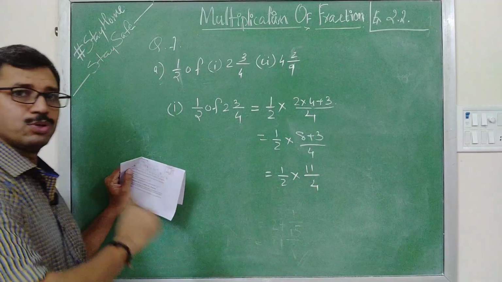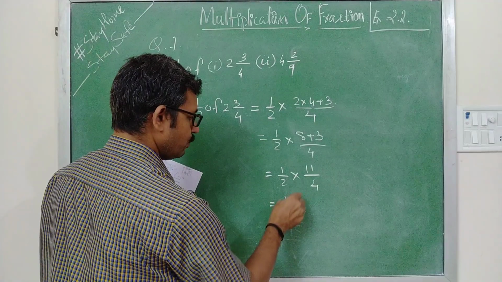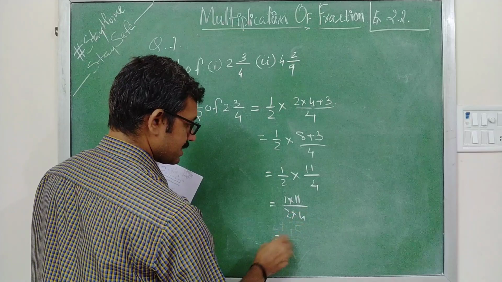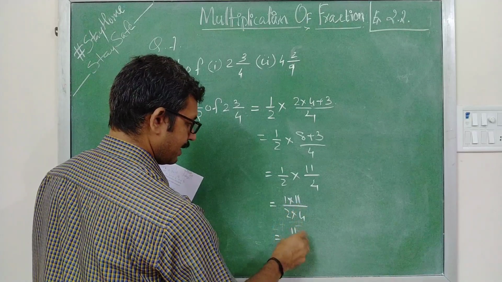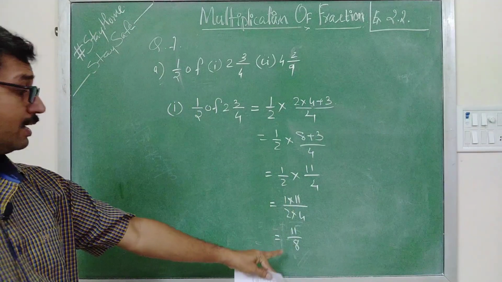Now what you have to do? Numerator you multiply, denominator you multiply. That is 1 into 11 upon 2 into 4. Sure, all of you? So which is equal to 11 upon 8. Now look, again it is an improper fraction.